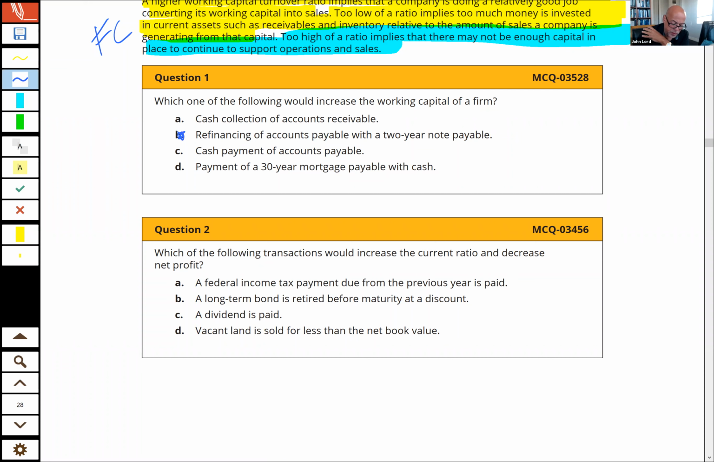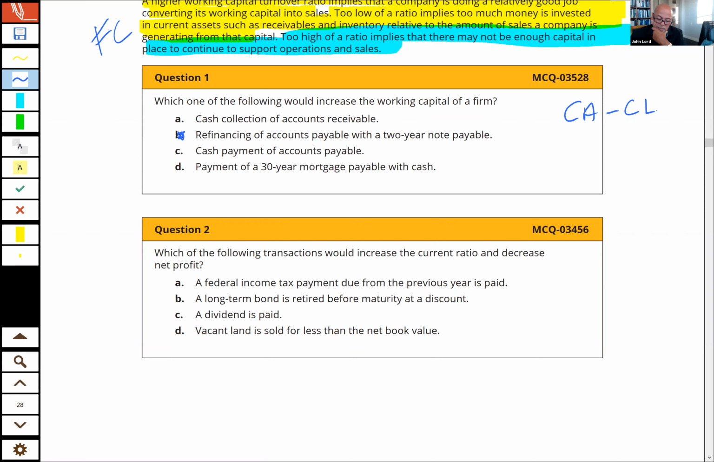Okay, now look, you can't get this question right if you don't know how to calculate working capital. So the first thing in getting the right answer here is to know that working capital is current assets minus current liabilities, right?